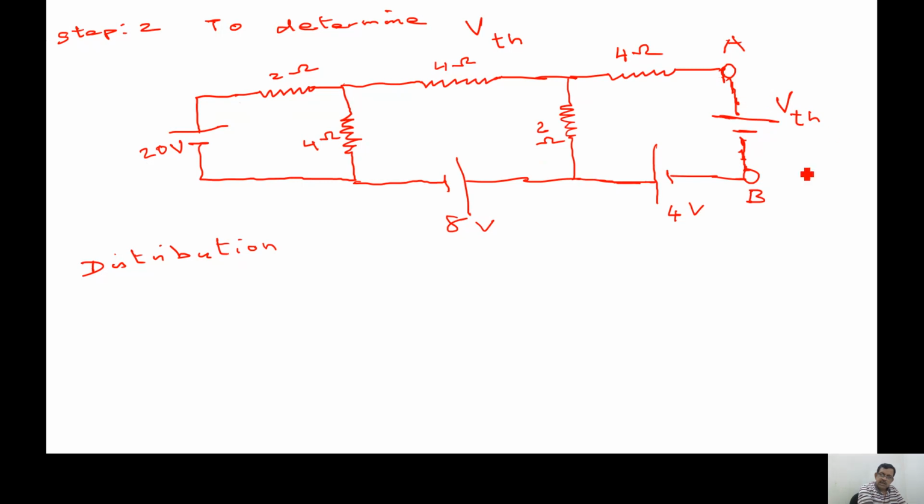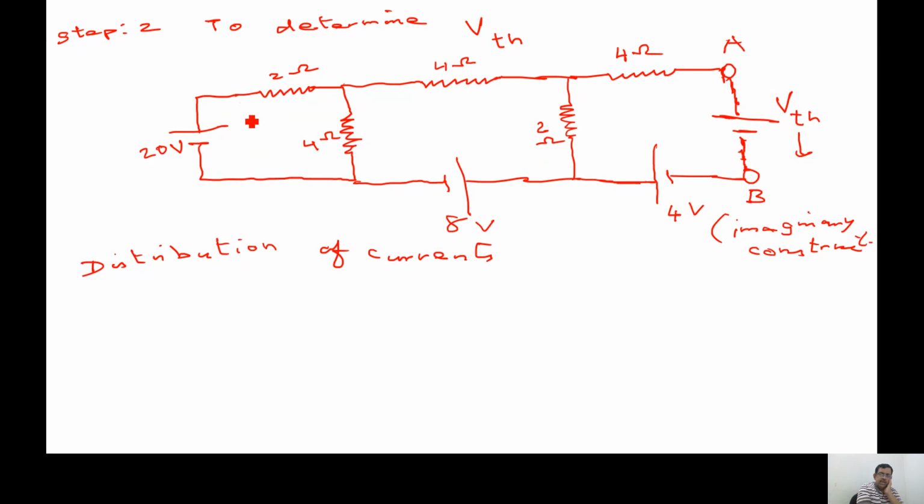So this is an imaginary construct. There is no source. VTH is an imaginary construct. Remember that. Nothing beyond that. So first I need to do the distribution of currents and determine the currents. Once I determine the currents, then I can apply it through this loop.